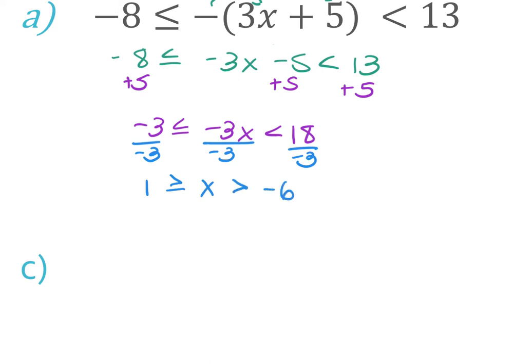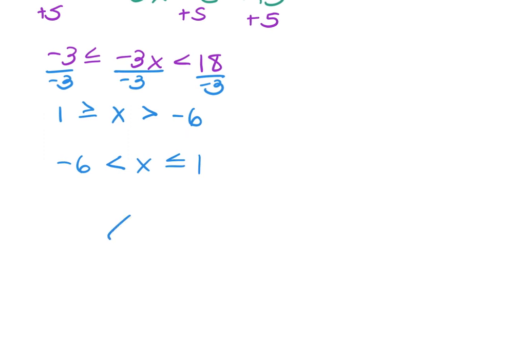So then again, to make sense in our brain, it should go from smallest to largest. So -6, the open part is pointing towards the variable, so it's going to stay that way, x, and then less than or equal to 1. So this is saying x is greater than -6, but less than or equal to 1 on a number line. If you just did -6 and 1, that's fine. Just make sure they're in order.